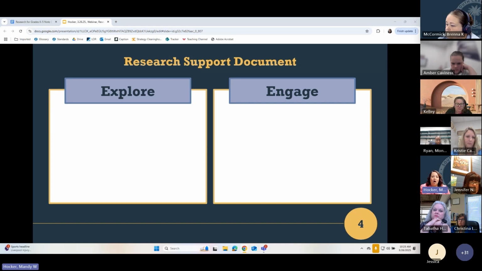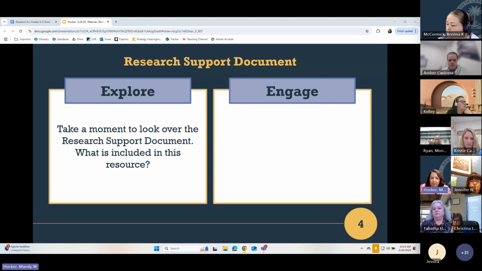Okay, we also have a research support document. I referenced this earlier. The infographic sketch notes that you experienced in our second activity today were derived from our research support document. So Brenna just dropped that in the chat. I think it's also linked on your note catcher. This research support document contains just some insights for each of those 5 indicators in what research may look like at your grade band or grade level.